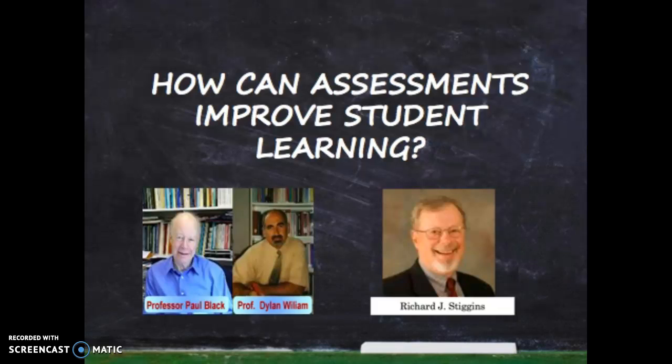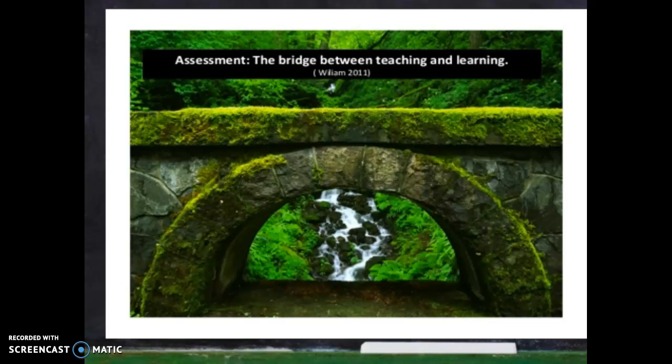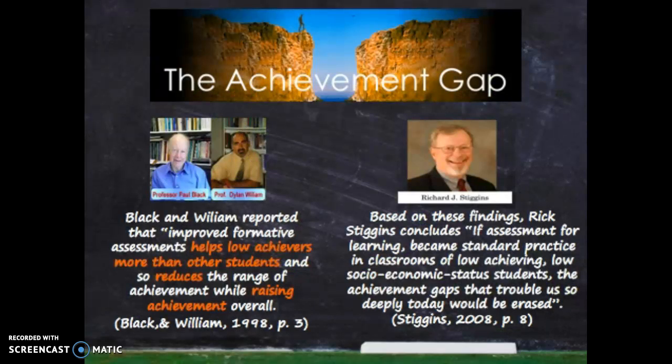Educators may be familiar with the different types of assessment, but using these assessments to improve student learning is of high priority. Black, Wiliam, and Stiggins all support using instruction to improve student learning. Wiliam states that assessment is the bridge between teaching and learning. Black and Wiliam reported that improved formative assessments help lower achievers more than other students, and so reduces the range of achievement while raising achievement overall.